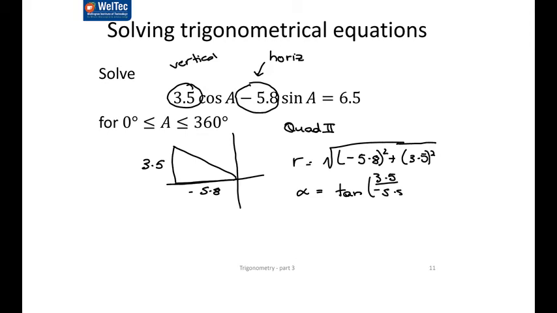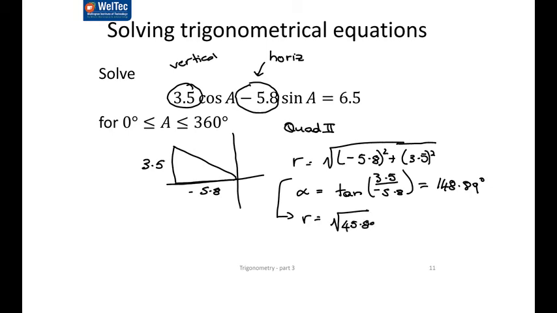That gives you the angle in the right quadrant, and using the calculator we can find that is 148.89 degrees. Because this is all decimals, it's not going to be a nice number, so there's no real problem about leaving that as R being the square root of 45.89.